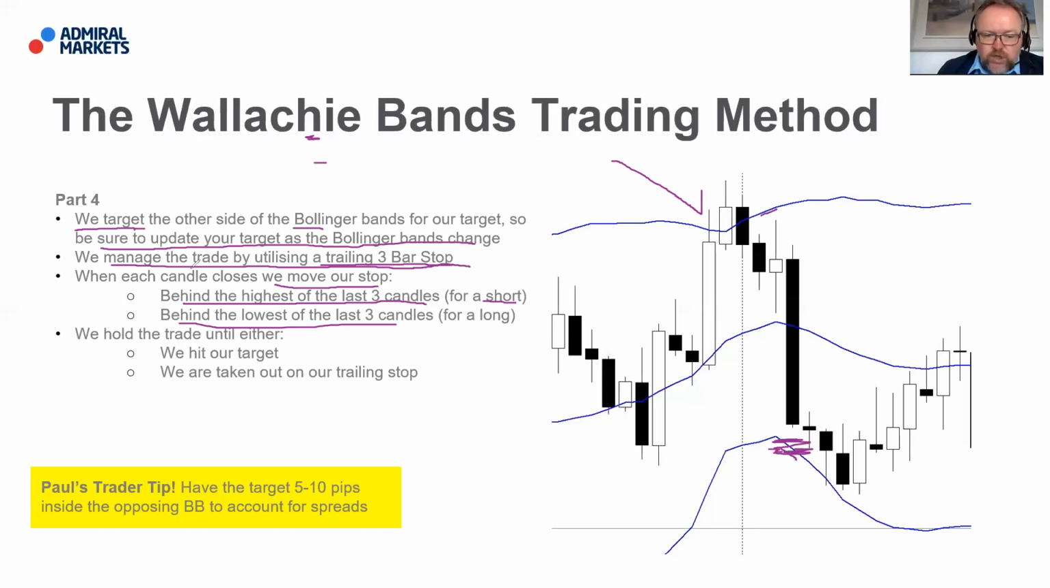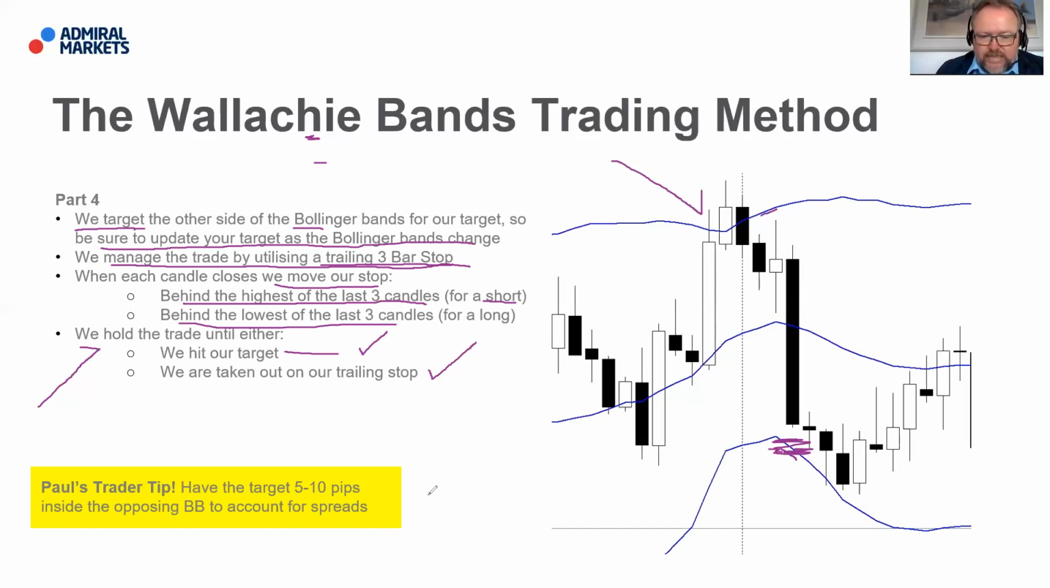And so we hold our trade until either our target is hit, or we are taken out on our trailing stop. As I said, it's a bit of a belt and braces approach, but we do that because it works. It helps us avoid getting whipsawed out too quickly, but also gives us a nice target to aim for, and allows us to take some profit as we go if the trade runs out of momentum.